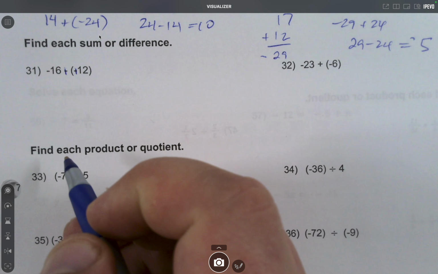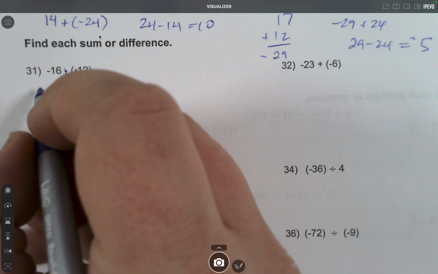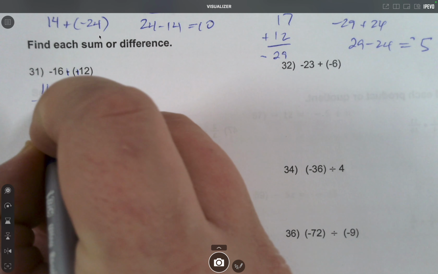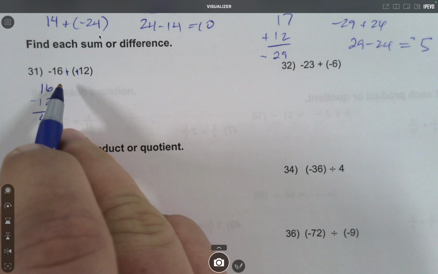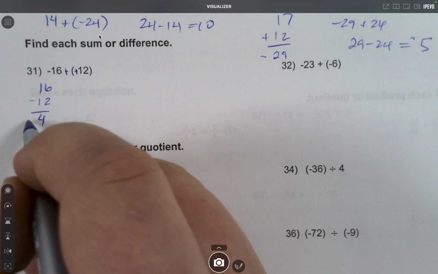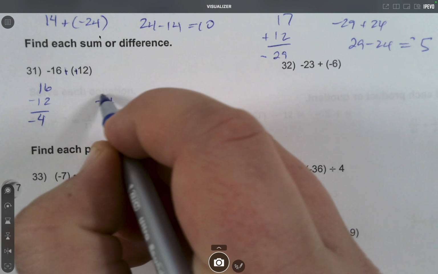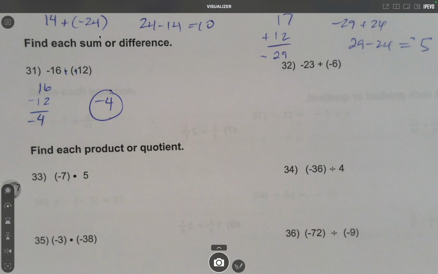And the method we use when we're adding numbers of different signs is to subtract them from each other, but keep the sign of the bigger one, which is the 16. So negative 4 is our answer.